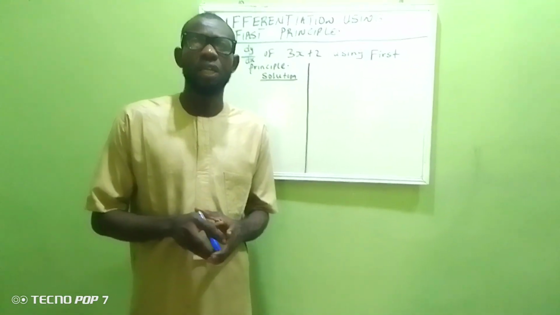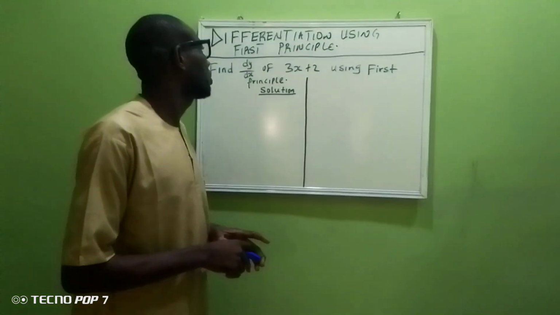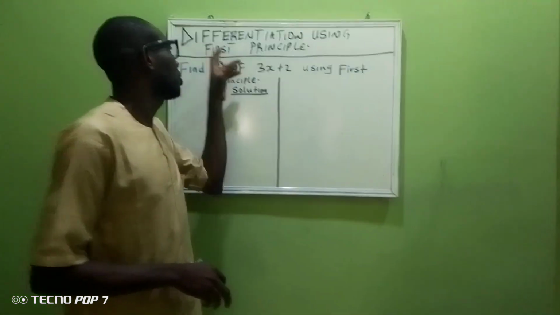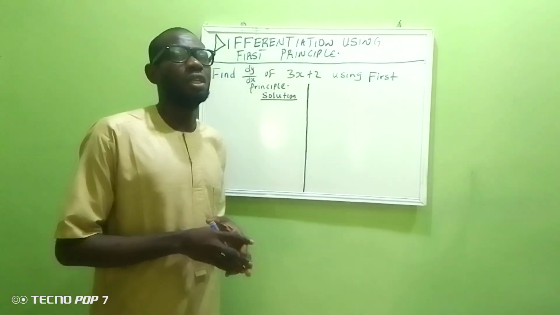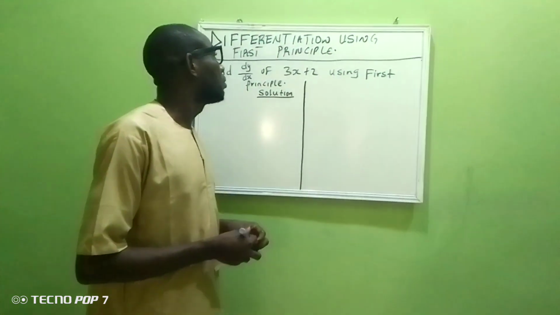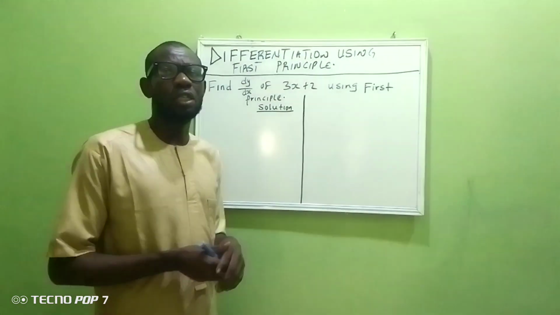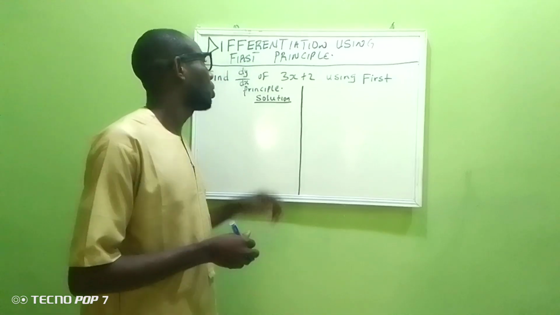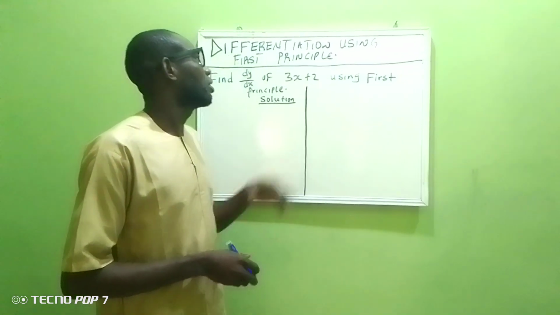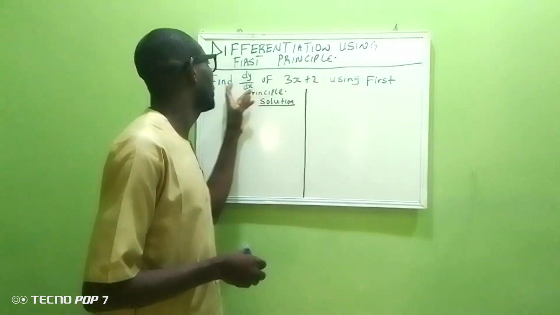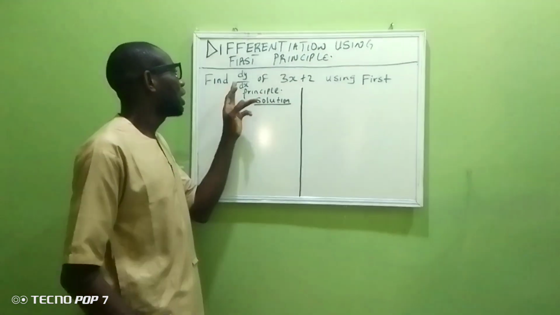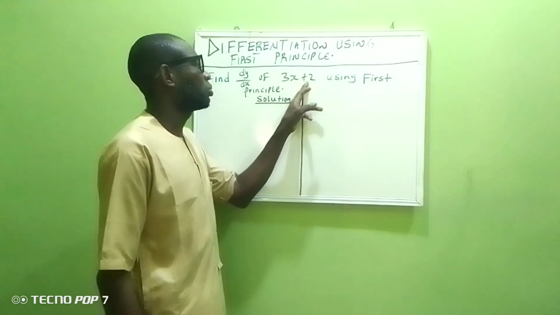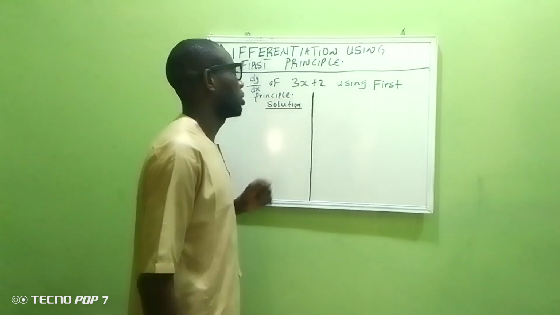Like I promised the other time, I said that we are going to look at differentiation using the first principle. It means that we have commenced the problem involving calculus by solving them, and what we are going to start with is the use of first principle to solve this question. We are asked, find dy/dx of 3x plus 2 using first principle.